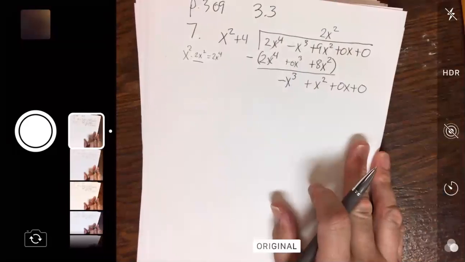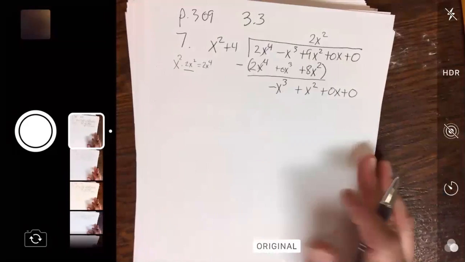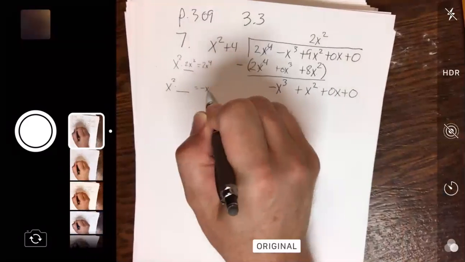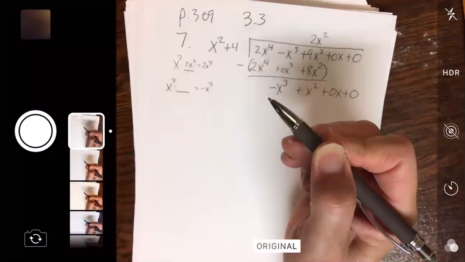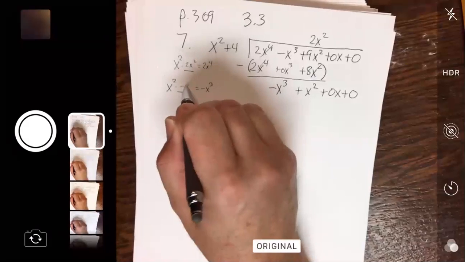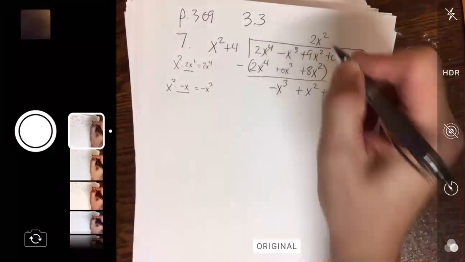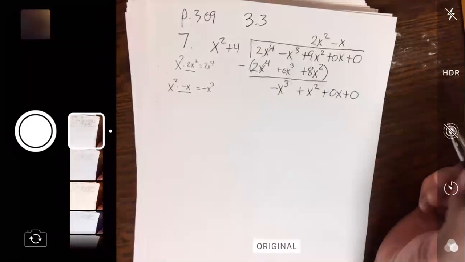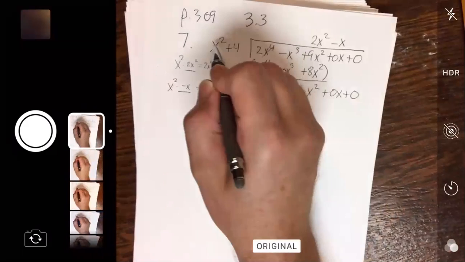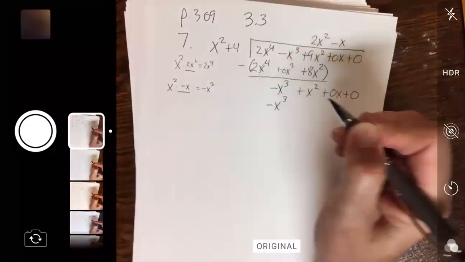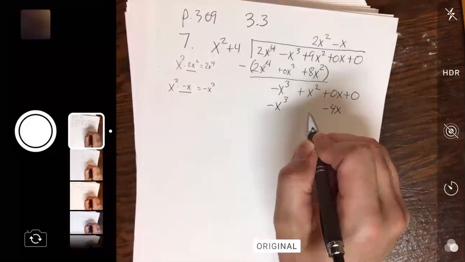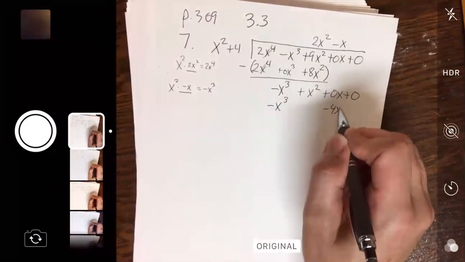Are we ready for round 2? Same game. X squared times what would be equal to negative x cubed? You'd need a negative x. That's your next piece up here. And when I multiply back negative x times x squared, I get negative x cubed and a negative 4x. I line that up under the x squared. Negative 4x lines up over here.